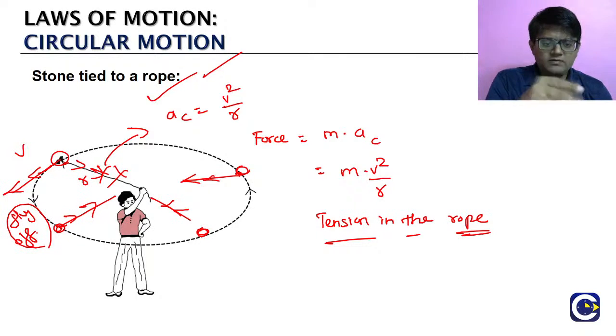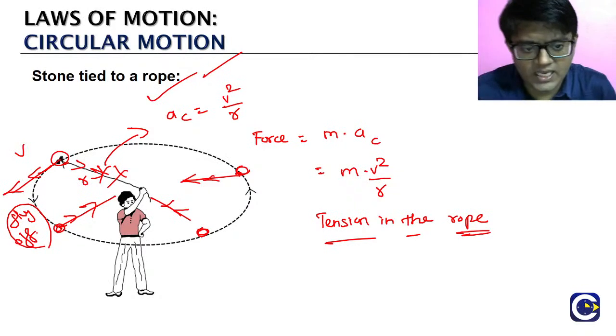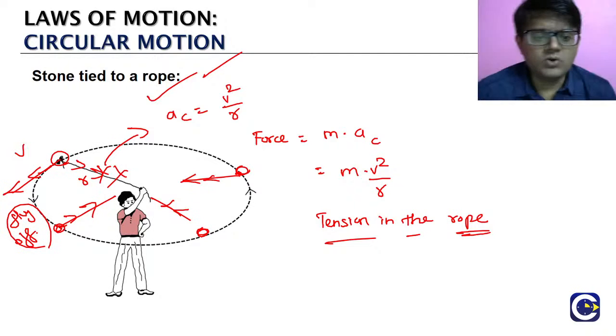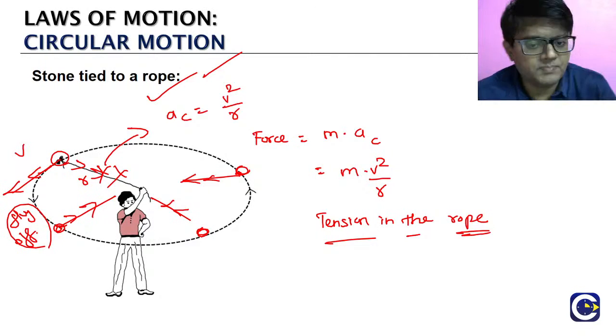Even forget about cutting. If you just release the stone while you are rotating it in a circular path, what will happen? The stone will fly away along the tangent. Okay? So without the centripetal acceleration, the particle cannot continue in the circular path.